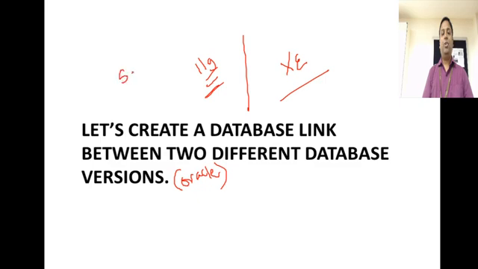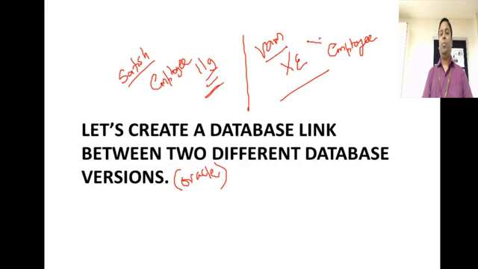Then for 11G, the username is Satish, so we have a user Satish. In Express edition, I have a user by name Ram. Satish creates this table employee, and Ram creates this table employee. So Ram has access to this table employee. He is creating it on this Express edition.